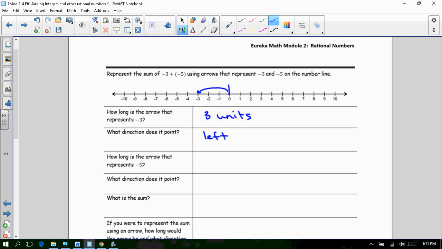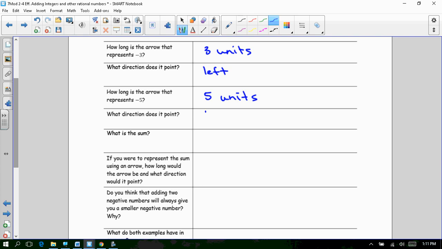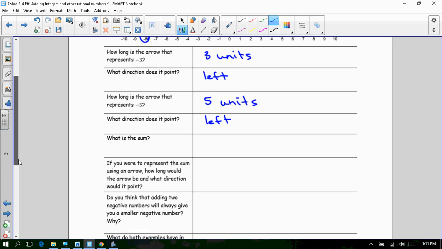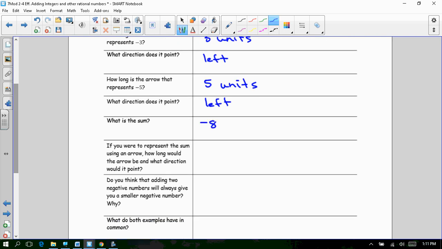All right, from there, we're going to add -5. Add 5 more, right? This next arrow was 5 units as well as the last time, but this time it went to the left. And what is our sum? What did we get? Yeah, we got -8. There it is. The sum is -8. If you were to represent the sum using an arrow, how long would the arrow be, and in what direction would it point?